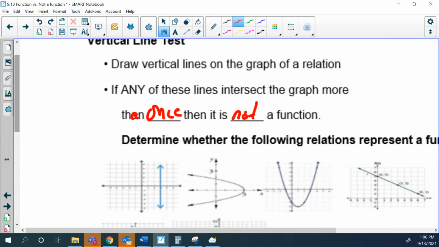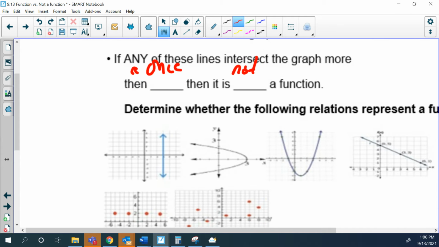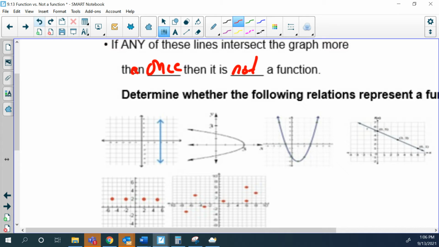So let's look at the second graph right here. I'm going to draw a vertical line. We just draw one line through it. Notice the line crosses the graph at one point here and at a second point right there. So this is not a function, because the line intersects the graph more than once. I'm going to put an X right here. This is not a function.